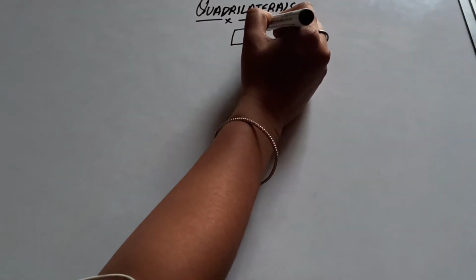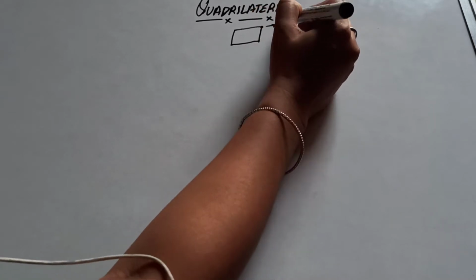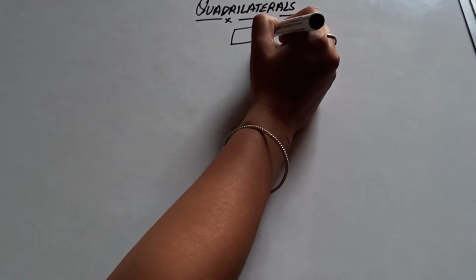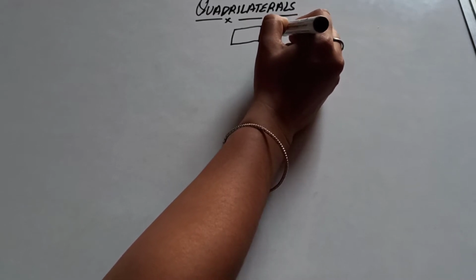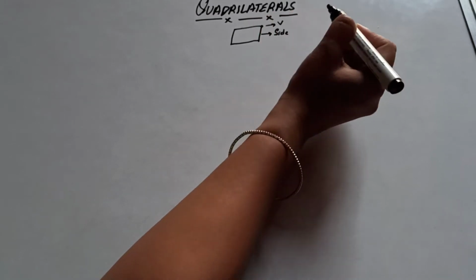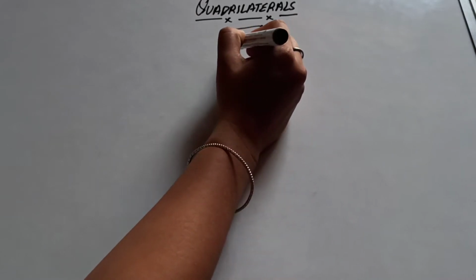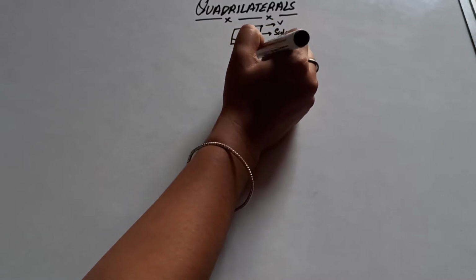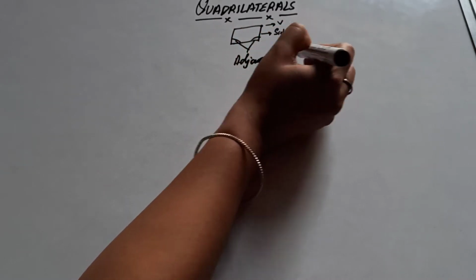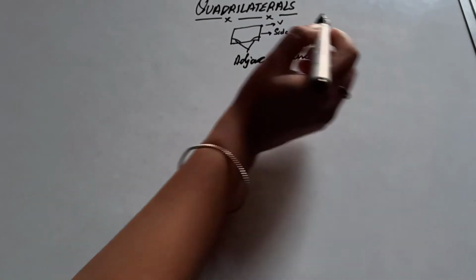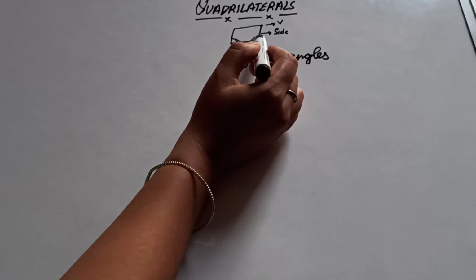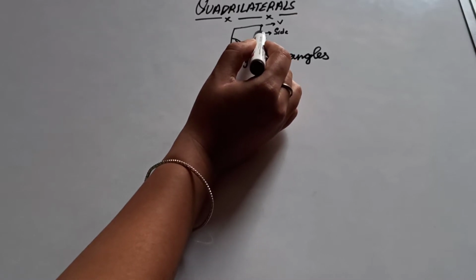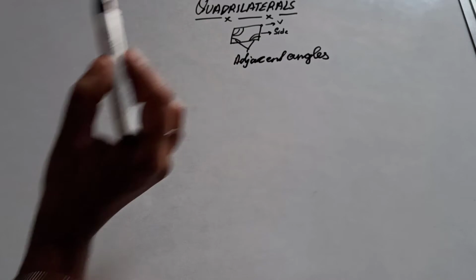The corners where two line segments are meeting are called vertices. The line segments joining two opposite vertices are called sides. The angles having common arms are called adjacent angles. And the angles having non-common arms are called opposite angles, like this angle and this angle. These are called the opposite angles.